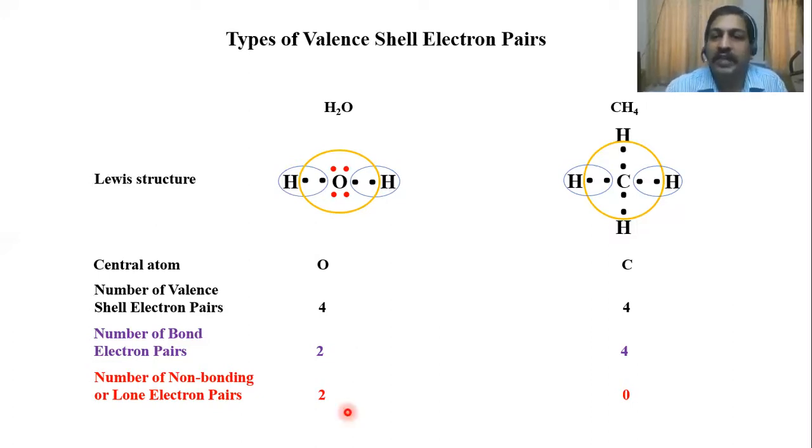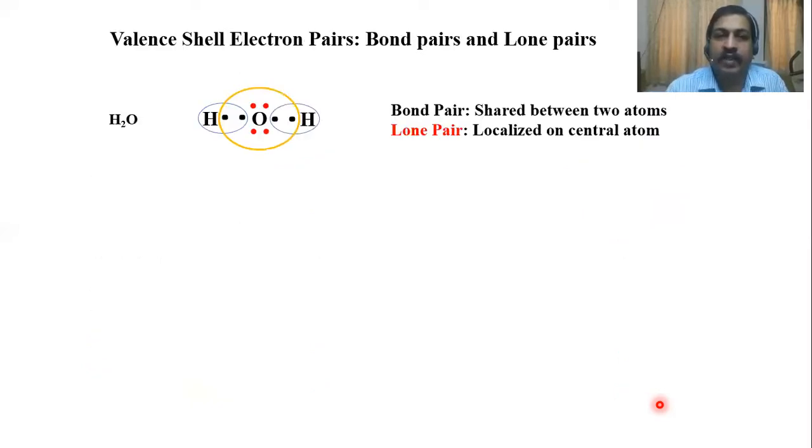Now let us look at methane. So the central atom is carbon. Around carbon there are 4 valence shell electron pairs, and all 4 valence shell electron pairs are involved in bonding. There is no lone electron pair on the carbon atom. So around carbon there are 4 bond electron pairs and no lone electron pair. Now how does it make a difference whether a valence shell electron pair is a bond electron pair or a lone electron pair? So let us examine each case.